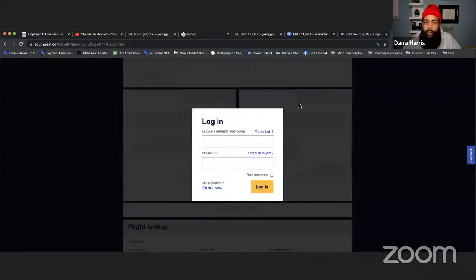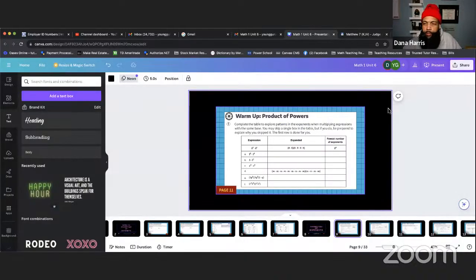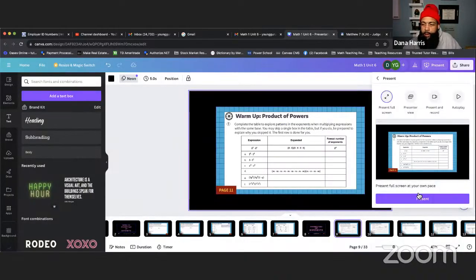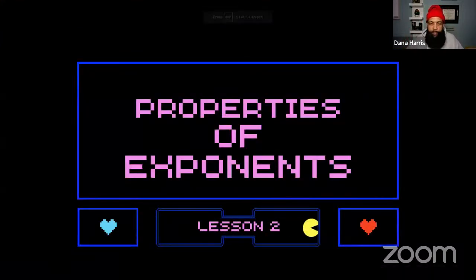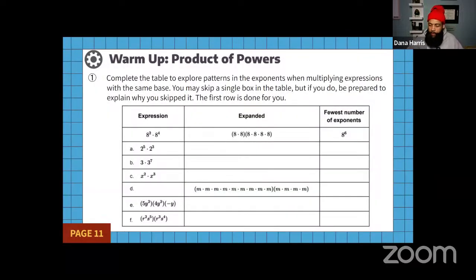All right, let's go. We're talking about properties of exponents, and this is the extended version because we did some in the first one, right? So when I look at these, it says complete the table to explore patterns in the exponents when multiplying expressions with the same base. Okay, don't worry about the other piece right now. This is for my classroom. I want to show you all how we do these. This video is going to be a little lengthy, but it's all good.